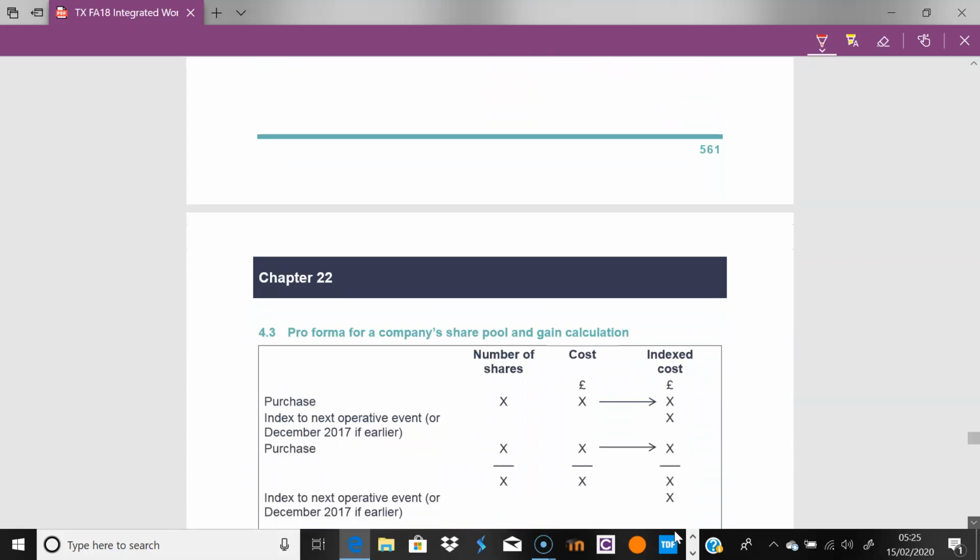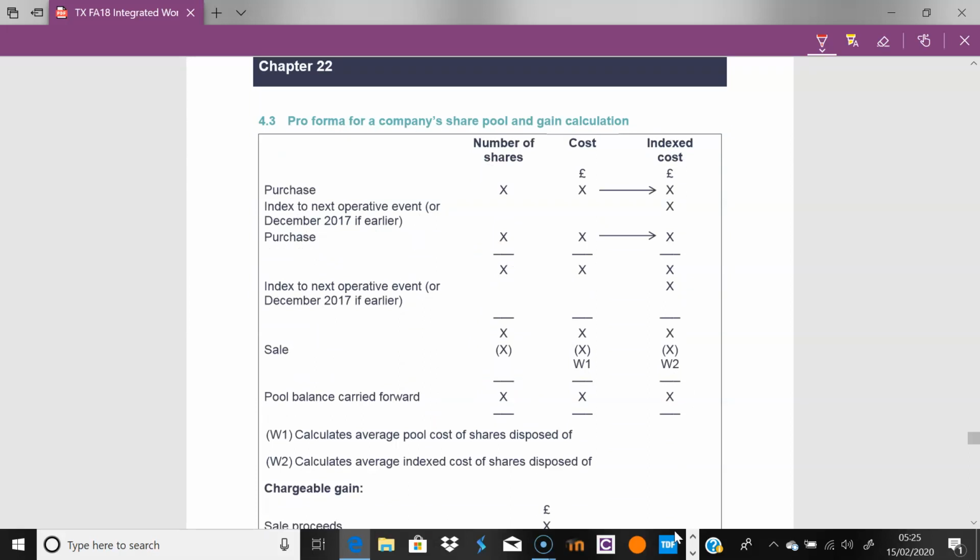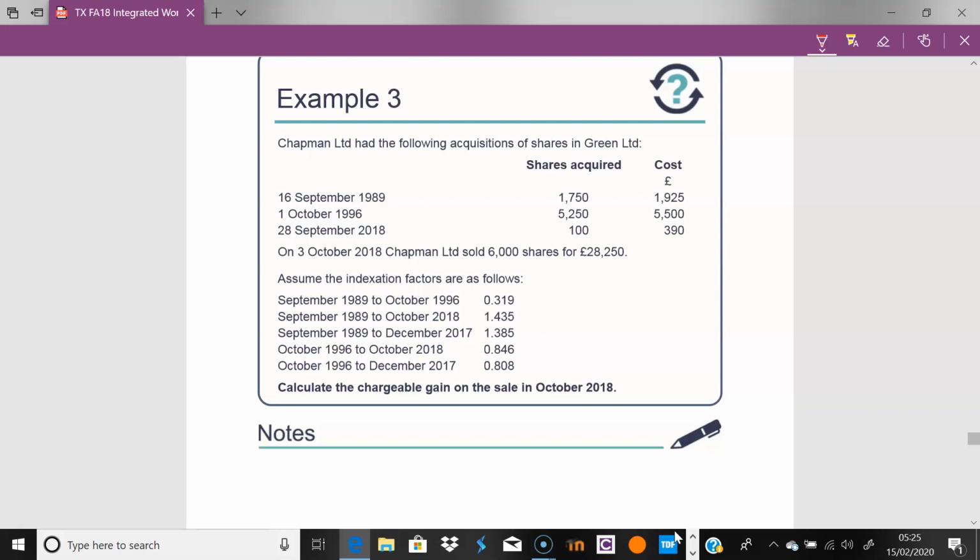And this is your table. I think this is the best way to do this, to always have your number of shares, have the cost, have the indexed cost, and all that's happening here is us applying indexation to what's going on. And this is your number of shares, and then you can move on step by step until you sell off, exactly like we did for individuals, and then take a proportion of what we are disposing of. Right, so let's see how this works.